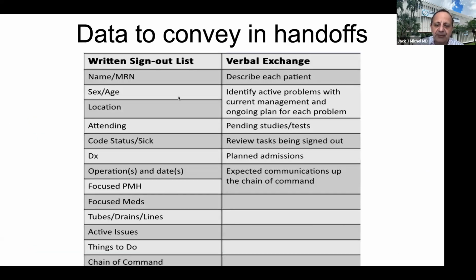So these are the data that we need to convey, right? Obviously, some of these things are obvious. What's the name of the patient? What's the sex, the location, the attending, the code status, diagnosis, any operations, focus of PMH, focus meds, any tubes, drains, lines, active issues, things to do. That's the main one. And what's the chain of command?